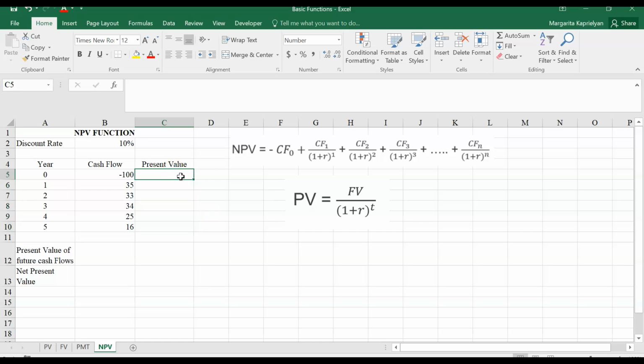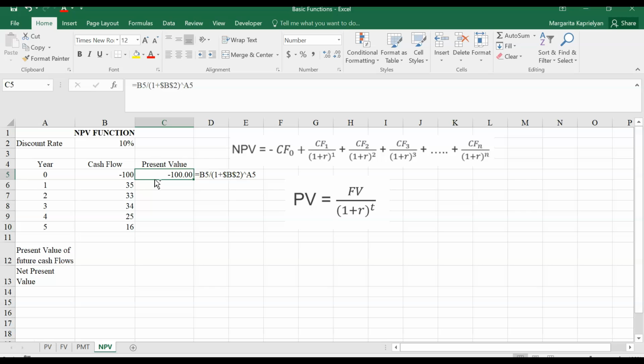So let's calculate net present value manually first. We're going to do equal sign here. We're going to grab the cash flow, divide it by, open the parentheses, 1 plus, grab the discount rate, and absolute reference the discount rate by putting the dollar signs in front of the column and also in front of the row. What that's going to do is fix that particular cell in place. So whenever I copy the formula, it will always use this cell, the 10%. Close the parentheses and take it to the power of the appropriate period, which in this case is 0. Press enter.